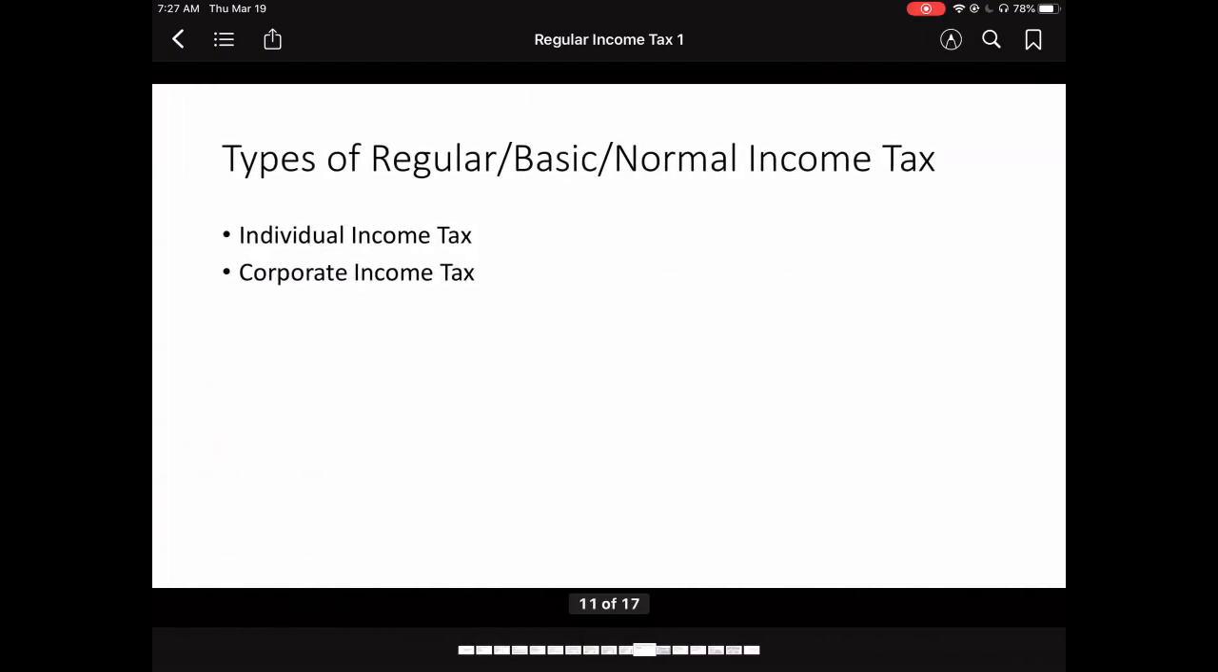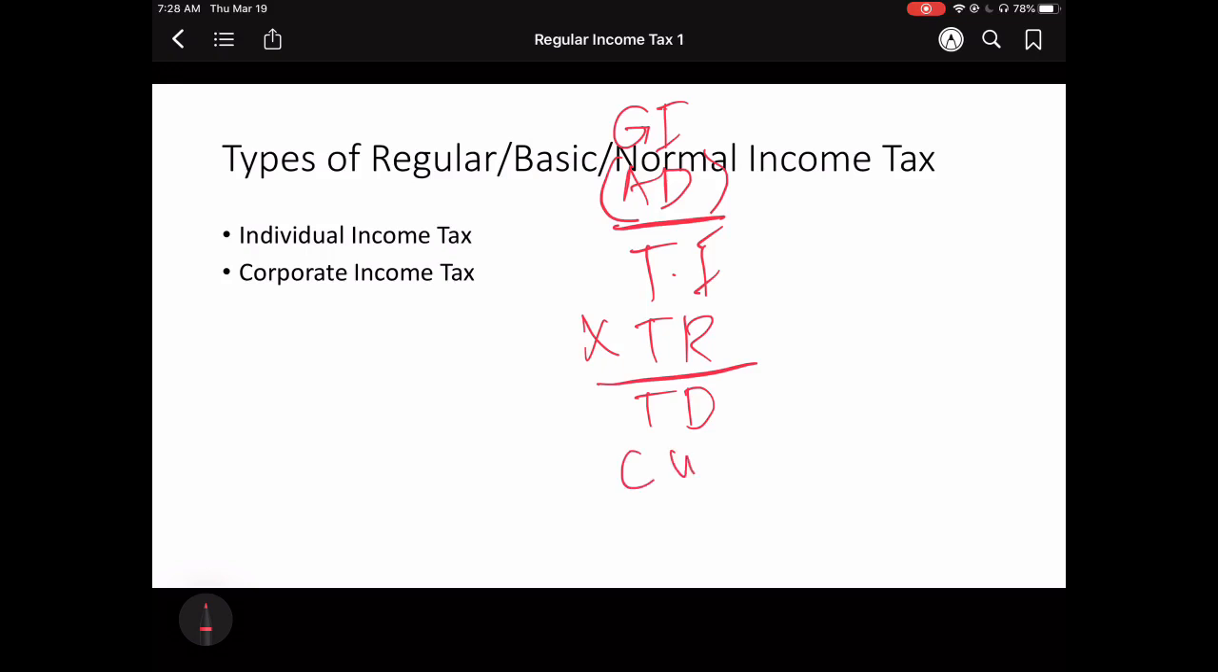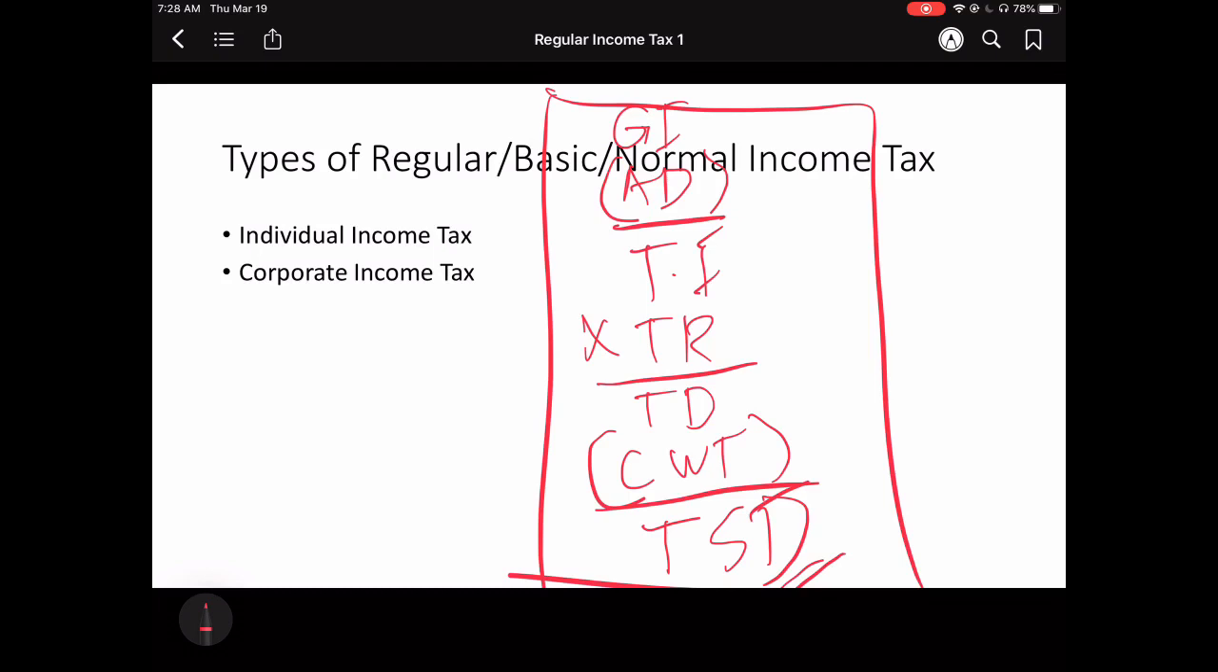So, whether it is individual or a corporation, it still follows our income tax model. The income tax model is: gross income less allowable deduction equals the taxable income. Then we multiply by the tax rate equals the tax due, then minus creditable withholding tax, if there are any, then the tax still due. Everything is in the formula, whether you are an individual taxpayer, purely compensation, with business, or mixed income earner, or you are a corporation. And all of our discussions in the regular income tax will follow this model.